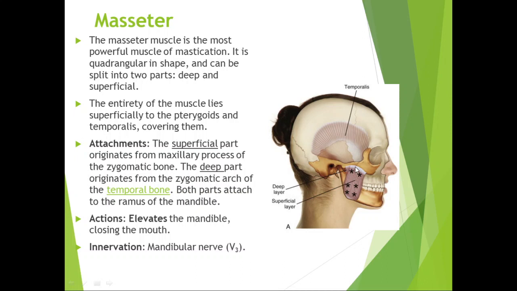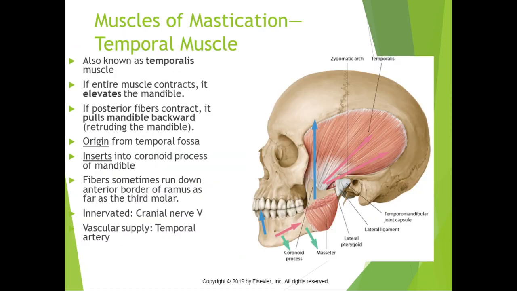Both of these parts of the masseter muscle are going to come down and attach onto the ramus of the mandible. So when we activate this masseter muscle, it's going to elevate the mandible, closing the mouth for us. That's the action the masseter has. It closes for mastication or when we're talking as well.